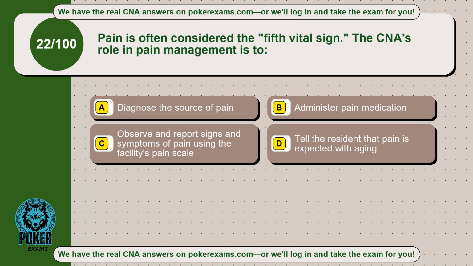Question 22. Pain is often considered the fifth vital sign. The CNA's role in pain management is to: Option A, diagnose the source of pain. Option B, administer pain medication. Option C, observe and report signs and symptoms of pain using the facility's pain scale. Option D, tell the resident that pain is expected with aging.